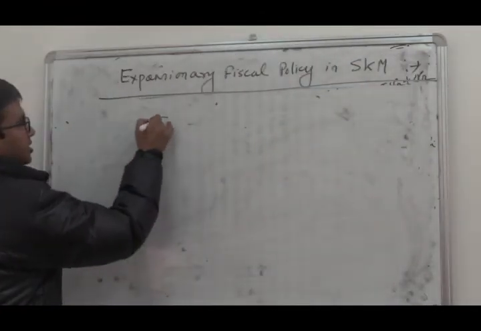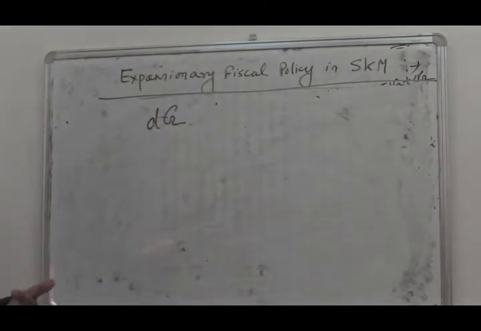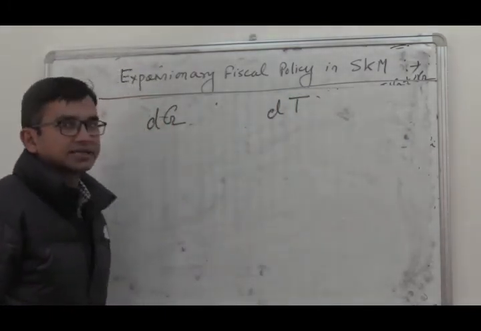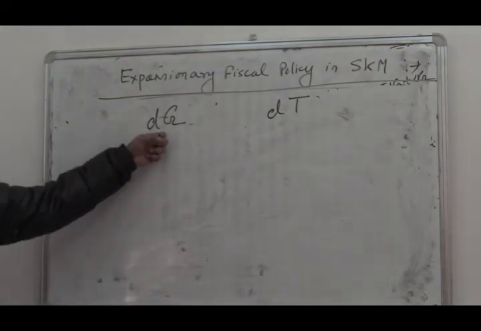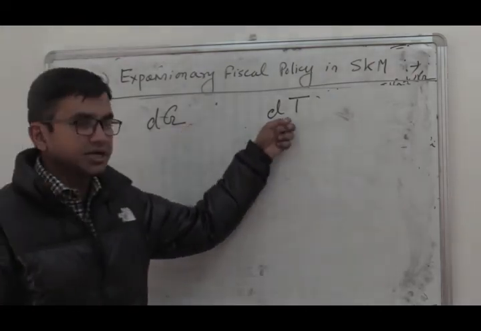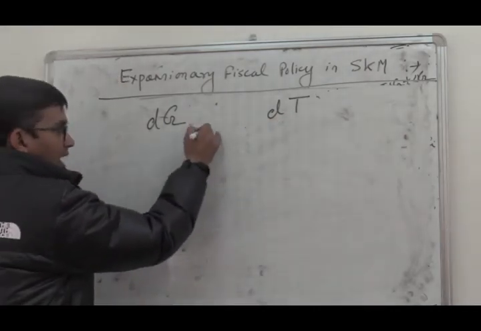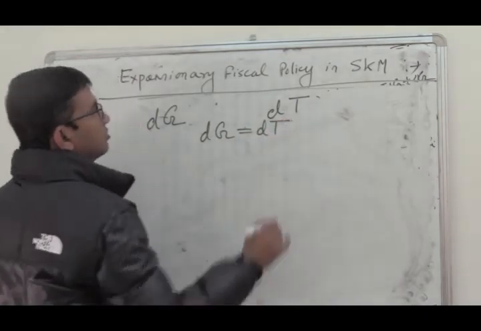So if we consider, on one hand, government expenditure is being increased, and on the other hand, government also increases the tax. So increase in government expenditure is financed by increase in taxation. And second thing, we have to remember that dG equals dT.